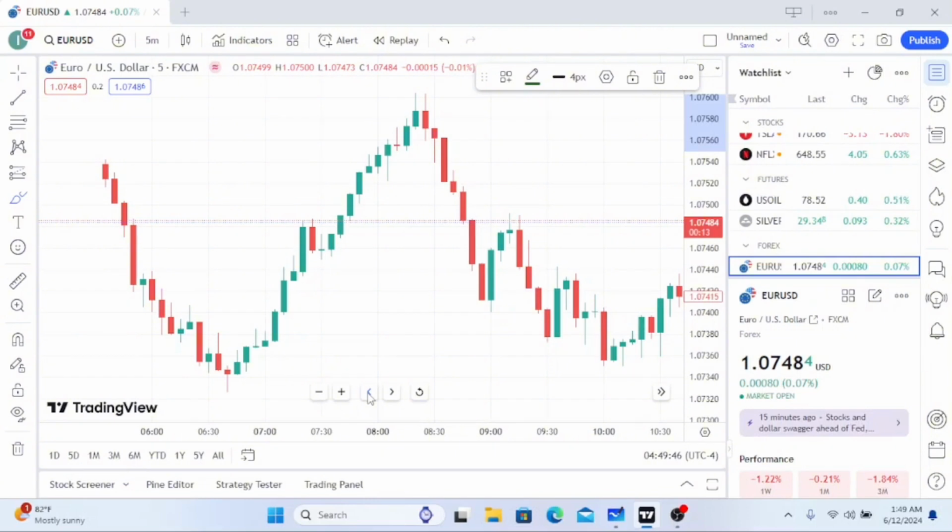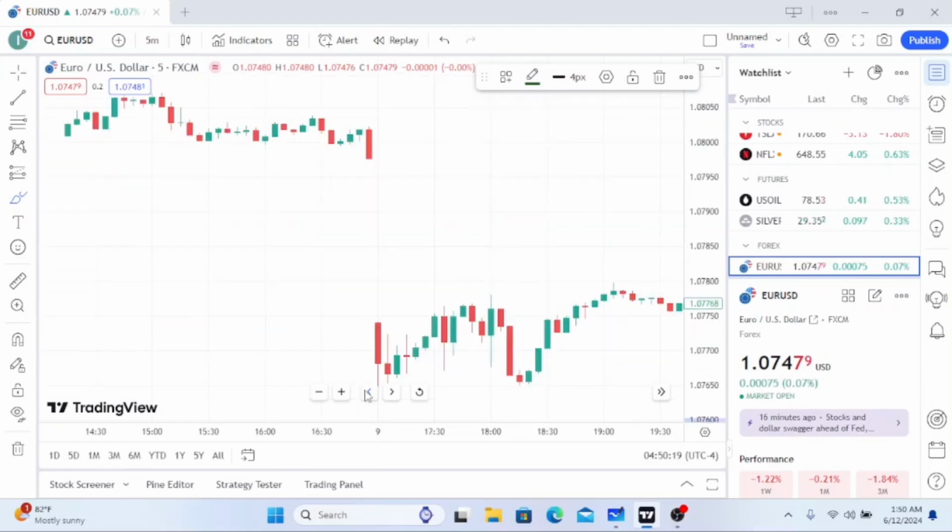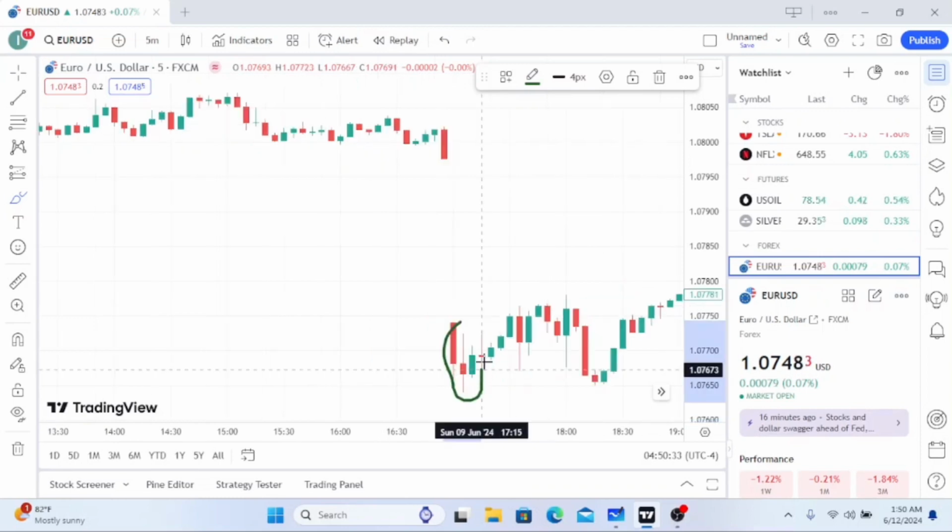Here, you can see this candle right here. Let me draw a circle around it. This candle right here. So this is a doji, then a bullish candle. After the doji, a bullish candle shows you that the bulls have come back in the market. After a late decision, bulls are back in the market.